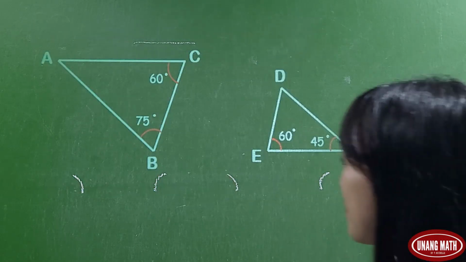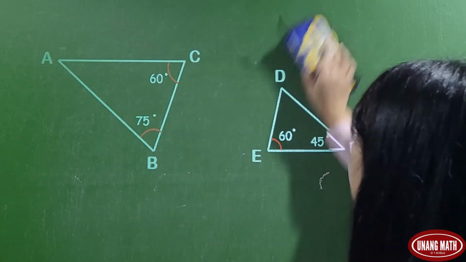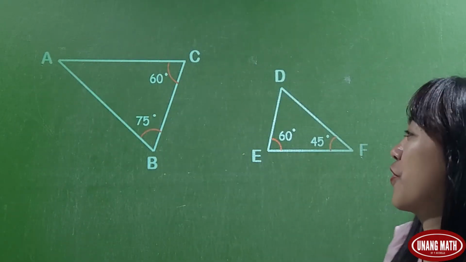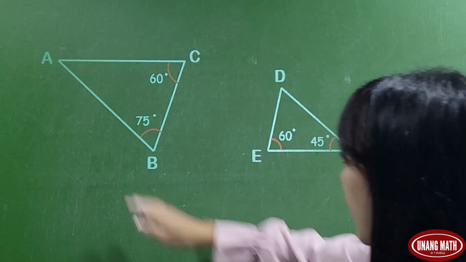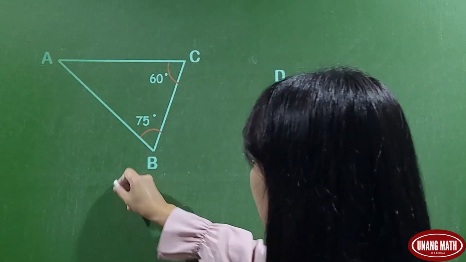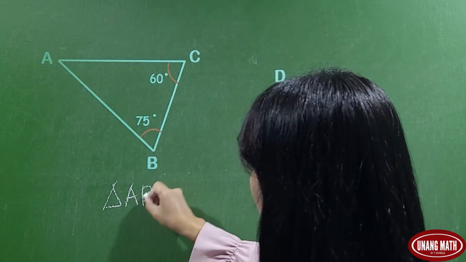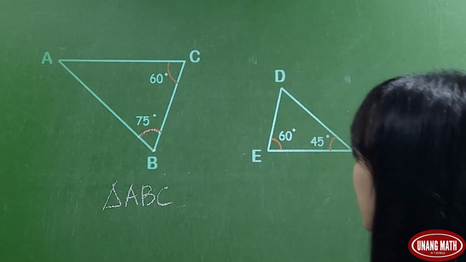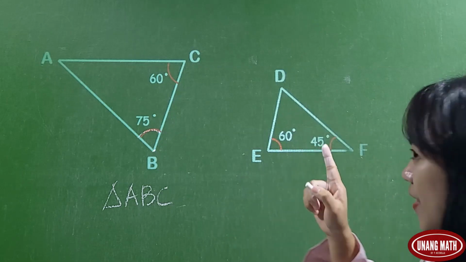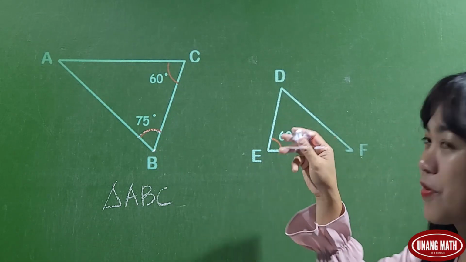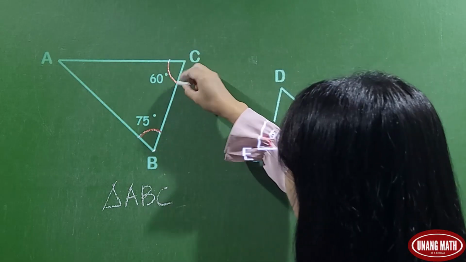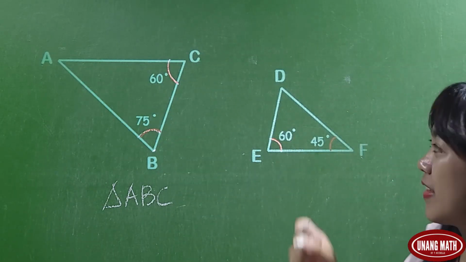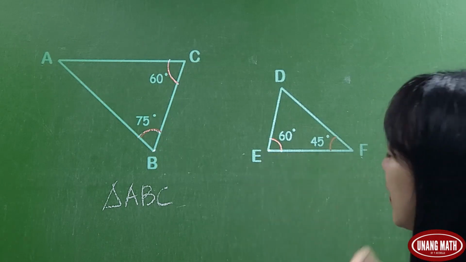Okay, let's give a specific example. Let's find out if these two triangles are similar figures. Let's name this triangle ABC. So we have here triangle ABC. Angle B is 75 degrees. What about here? We cannot find a 75-degree angle here. But this angle C is 60 degrees. We have 60 degrees in this triangle, and that's angle E.